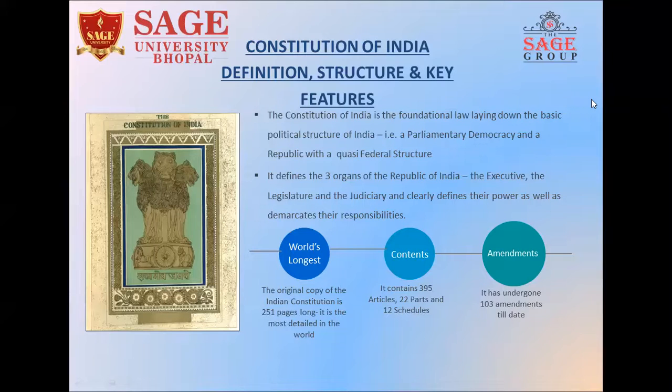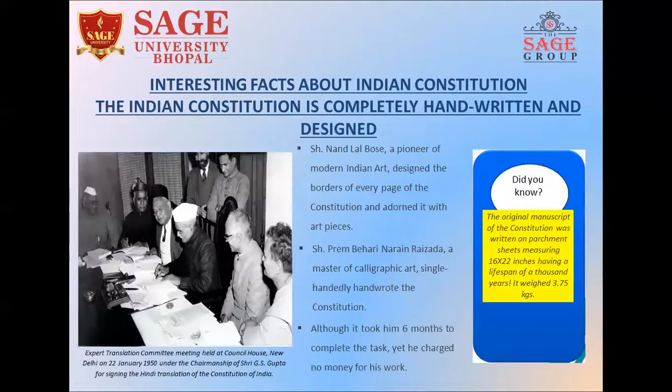Now, the Indian Constitution is the world's longest constitution. The original copy of the Indian Constitution is 251 pages long. It is the most detailed in the world. Its contents are 395 articles, 22 parts, and 12 schedules. It has undergone around 103 amendments till date.